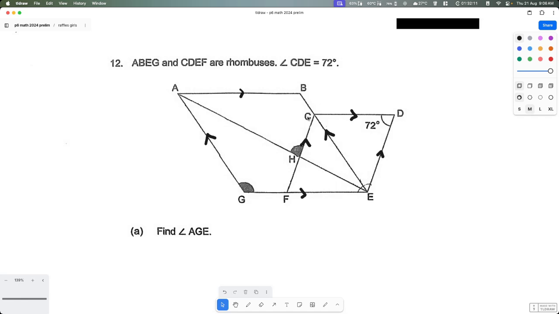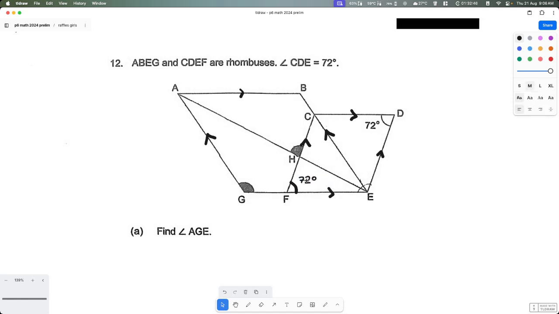Now CDE, where's D? DE is 72 degrees. Find AGE. To get AGE, since we know 72 degrees is over here, we just write down what we know. If this is 72, then this is 72 as well. So I'm just going to put here 72 degrees.